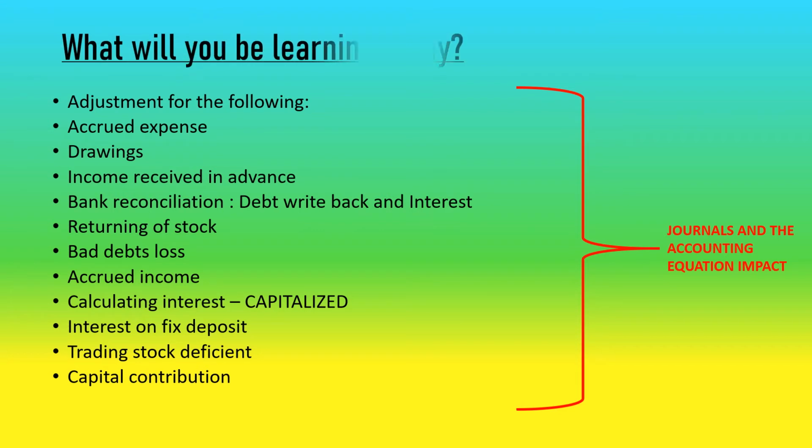So last week we've been learning the income statement, the notes to the income statement, the balance sheet, and the notes to the balance sheet. And today we'll be learning how to make certain adjustments on the income statement and balance sheet that you commonly see. We'll also be looking at both the journal and the accounting equation impact.